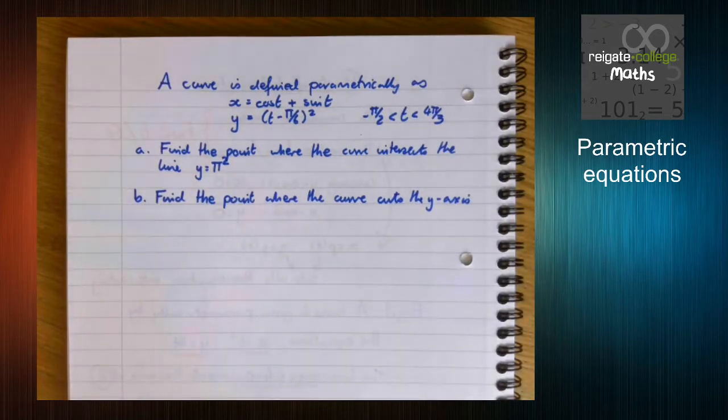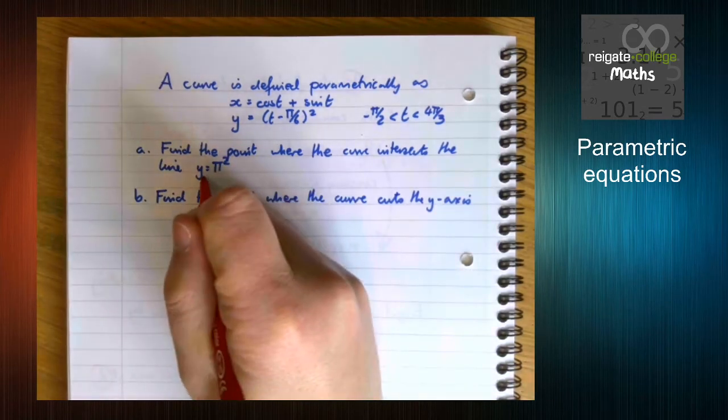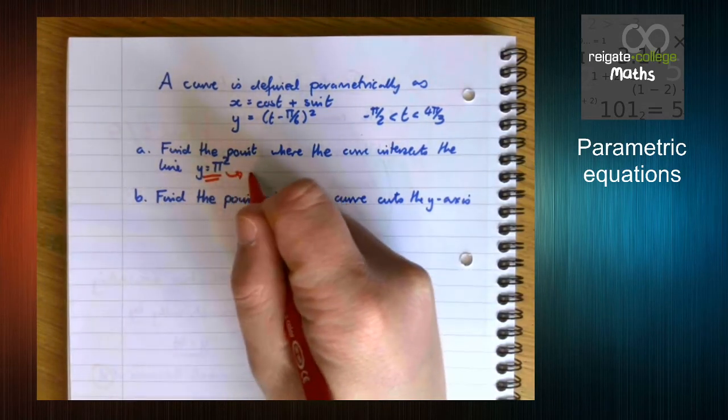This is the next example we're going to look at. A curve is defined parametrically by the equations x equals cos t plus sine t and y equals t minus pi by 6 all squared. And we're defining this curve strictly between minus pi over 2 and 4 pi over 3 for t. We're going to find the point where the curve intersects the line y equals pi squared. Now the key thing to remember with this question is pi squared is a number, so this is just a straight line.